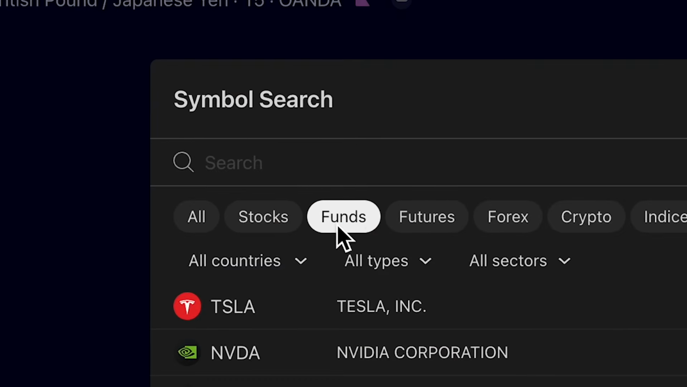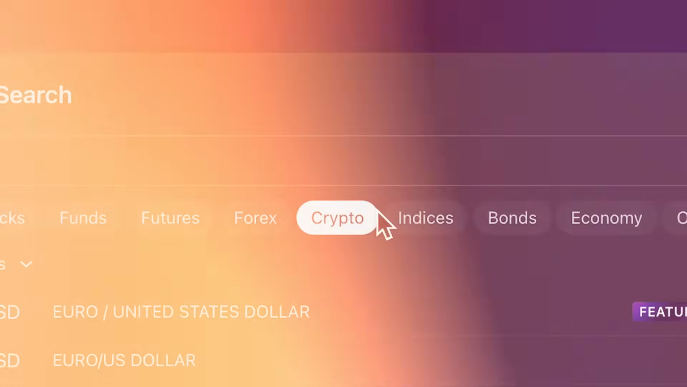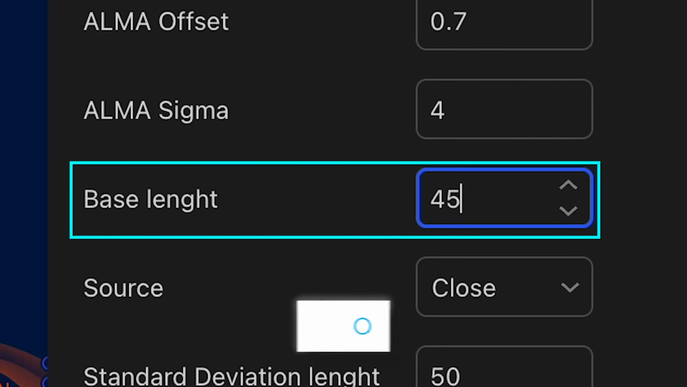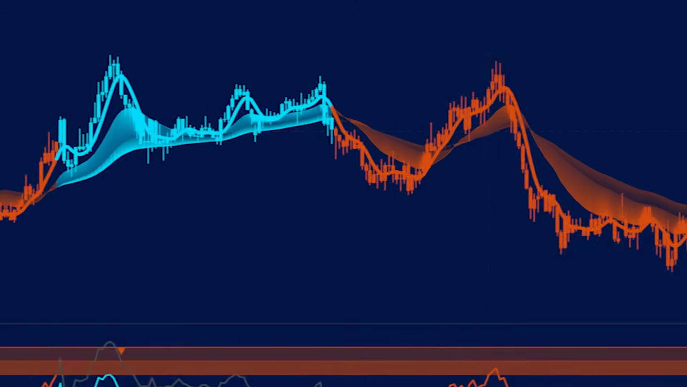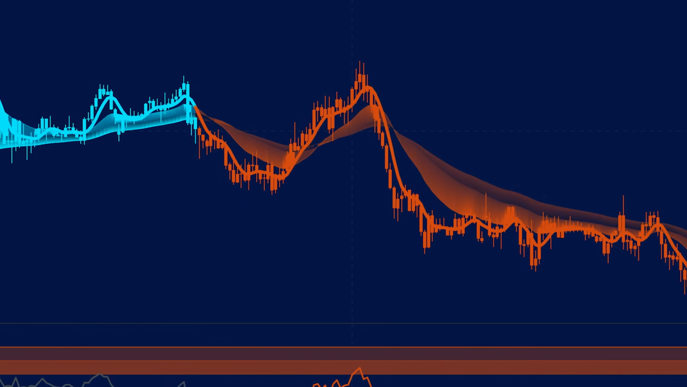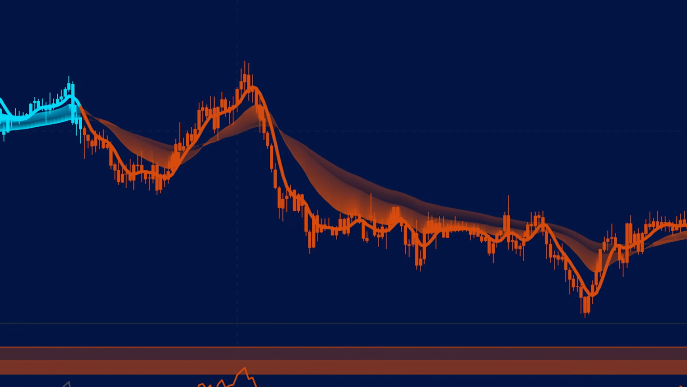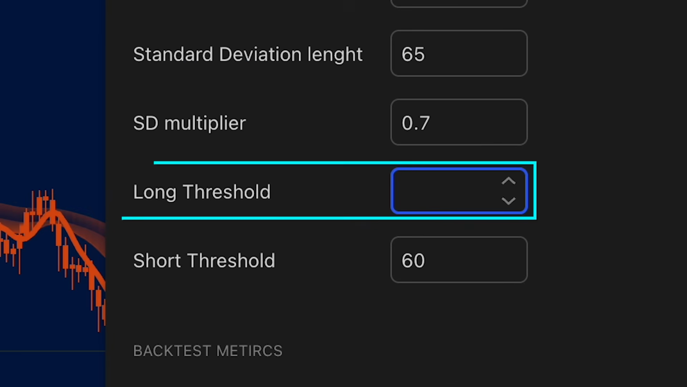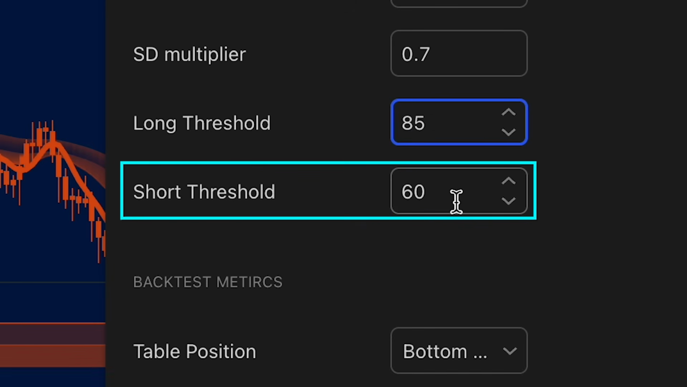Now, different markets require different settings for accurate signals. For forex pairs, set base length to 45 and SD length to 55. Forex markets have unique volatility patterns during session overlaps, that require slightly longer calculation periods. Use long threshold at 85 and short threshold at 58 for major pairs to filter out session manipulation.